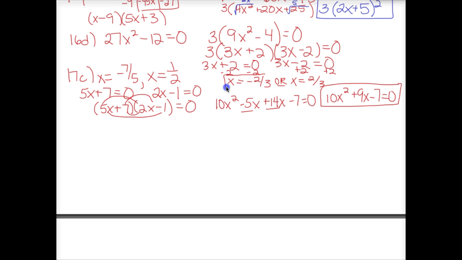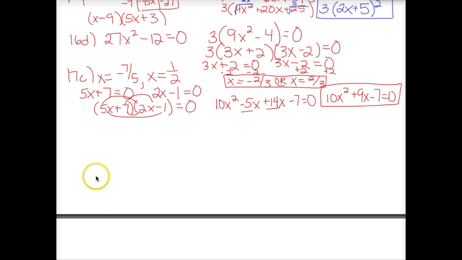Oops, I never boxed off the answer up here. A lot of people have a question on D. I'm not going to multiply it all out, but if there's only one root, you cannot just write x minus 6 equals 0 because that's not a quadratic equation. On 17D, you need to do x minus 6 times x minus 6 in order to come up with that answer.